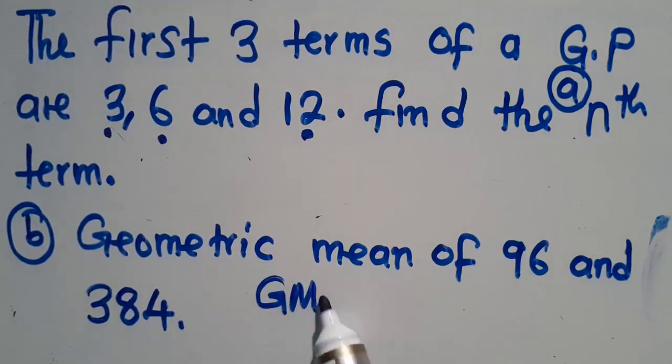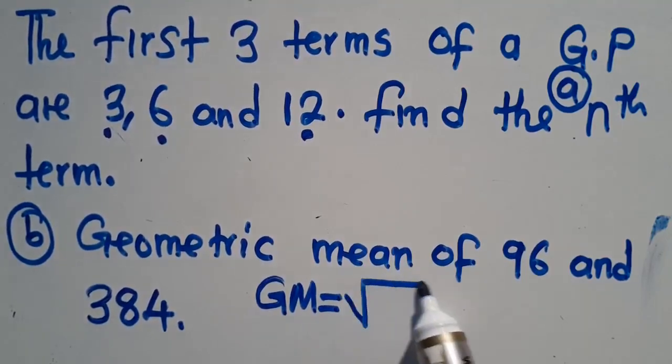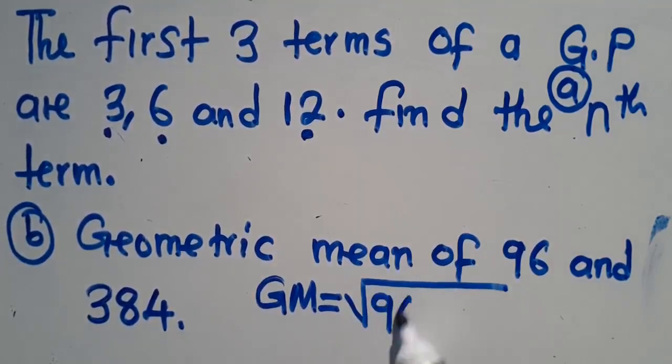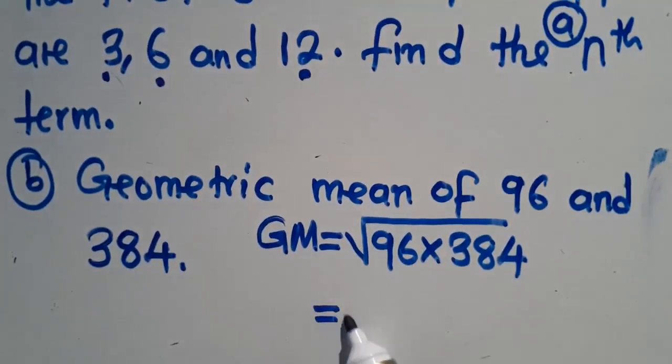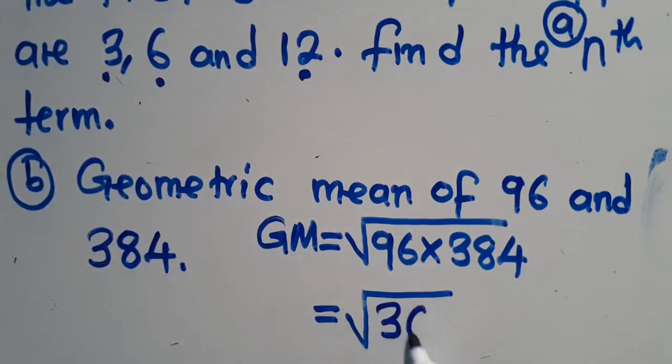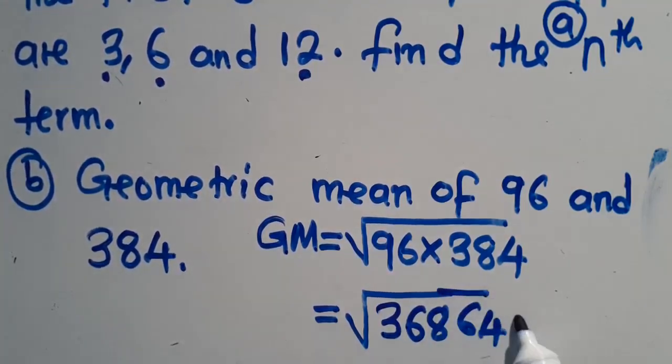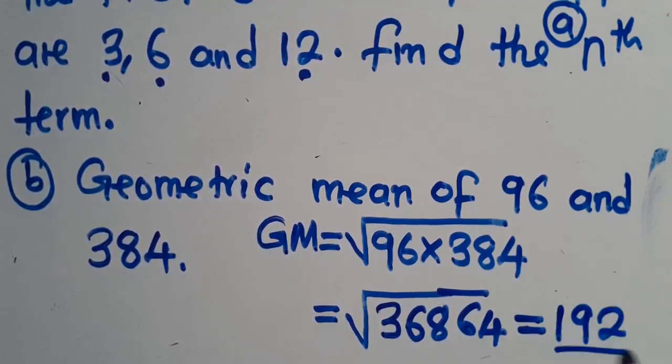The geometric mean is given by this formula. You just say the square root of 96 times 384. What answer are you going to get when you multiply 96 times 384? You are going to get 36864. What is the square root here? When you introduce the square root, you are going to get 192.